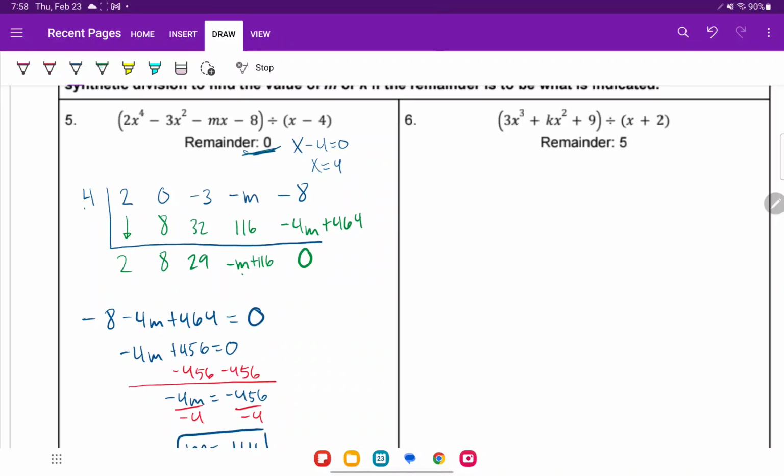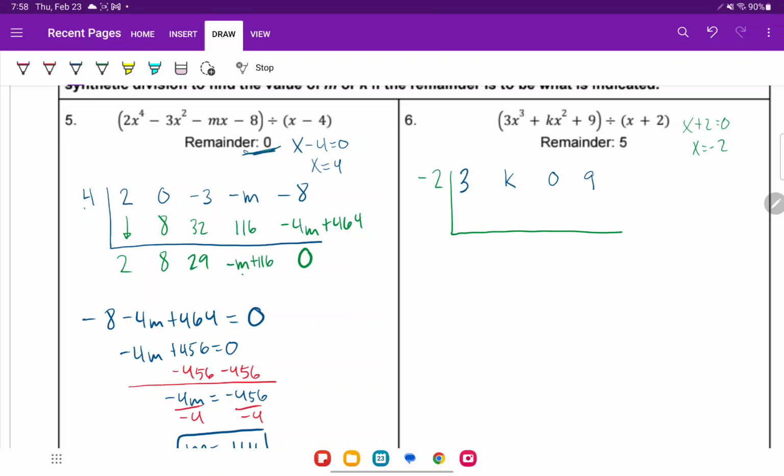So let's go ahead and take a look at this one here. All right, so for number 6, x plus 2, we're going to set that equal to 0. And x equals negative 2 will be my pivot point. So let's start at negative 2 here, upside down division. And let's go ahead and take this and see what we have. So we have x cubed is 3. We have x squared is positive k. We don't have an x, so we put a 0. And we have a constant, which is 9.